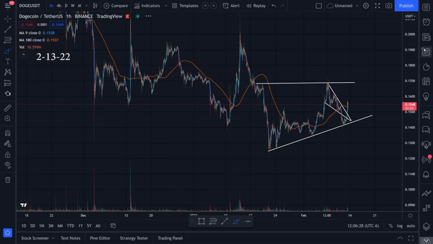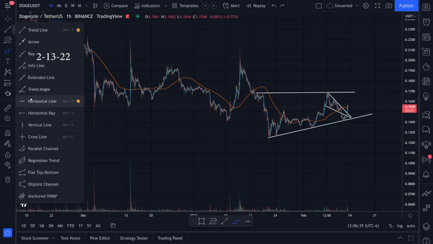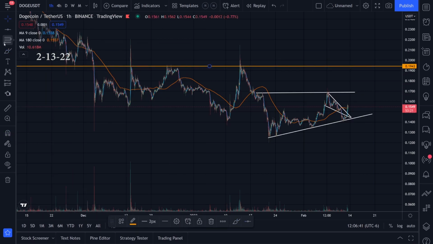can start looking at the next previous resistances. One right here, one right here, and one right here. I'm thinking around 0.195, 0.194 approximately, somewhere around there. Let's go ahead and set up a horizontal line, maybe something like this. I'm really watching this little area right here because there was a lot of resistance right there.